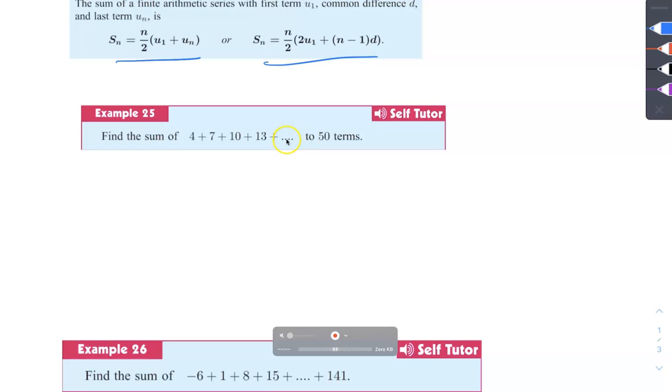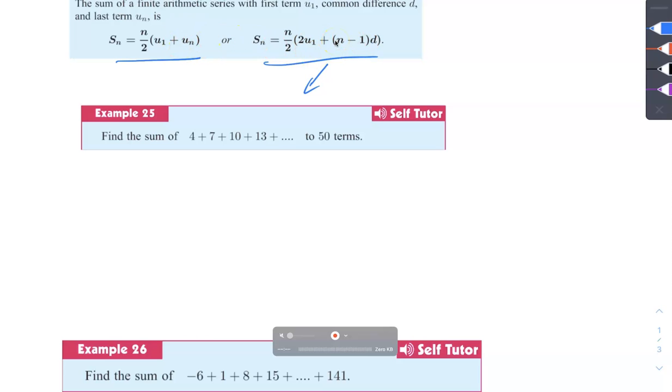I can figure out the last term, and then I can use this formula. Or you can just use this formula from the go. All you need is the number of terms, n, 50, the first term, u1, 4, and then the common difference, 3. So this is why I prefer to use this formula most of the time, because you don't need the last term. A lot of times they don't give you the last term, so I tend to use this formula.